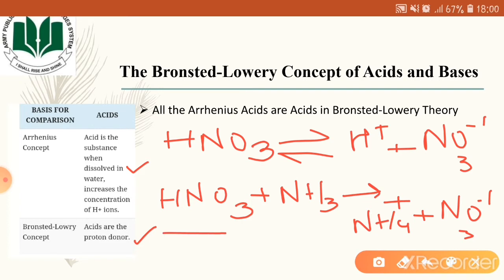Now, since this nitric acid is donating a proton to ammonia, here we may consider it a Bronsted-Lowry acid. Since this nitric acid is generating a proton in an aqueous solution, we can consider it an Arrhenius acid. Now you may see that both species are the same, and both can be considered as an acid in both the Arrhenius as well as the Bronsted-Lowry concept.